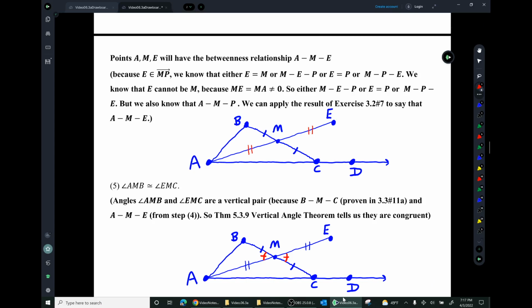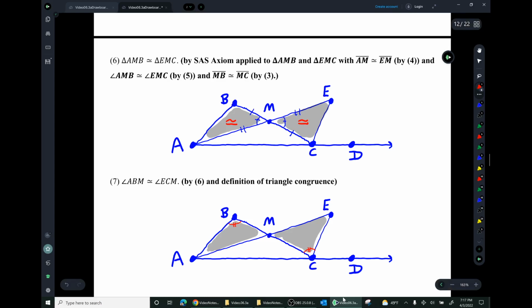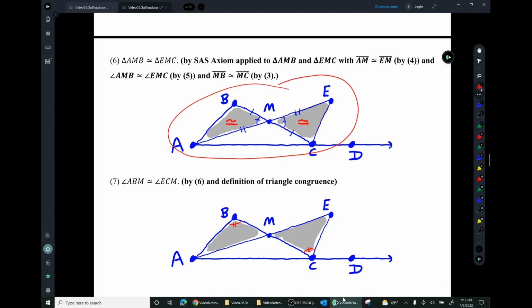Now we can say that angle AMB is congruent to angle EMC. So these two red angles are congruent. That's not surprising. Those are vertical angles, so we can use the vertical angle theorem. And then we can say that these two triangles are congruent. Triangle AMB is congruent to triangle EMC. They're shaded here in gray, and that's by the side angle side axiom applied to those two triangles.